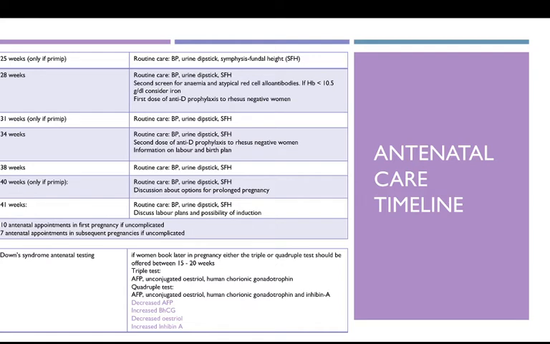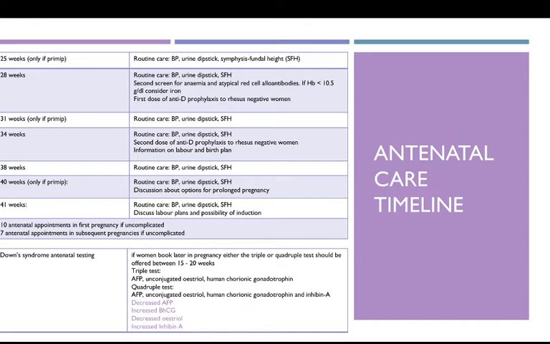I also want to spend a little bit of time talking about Down syndrome antenatal testing. So the first test that is offered is the combined test, which is very early on in the pregnancy. However, some women present later in their pregnancy, and if they do book later, they are offered either the triple or quadruple test. And this is done around 15 to 20 weeks.